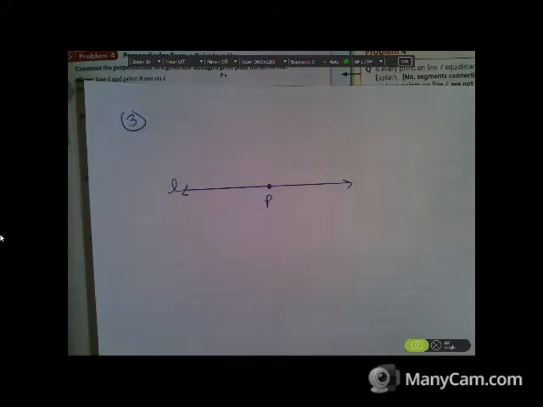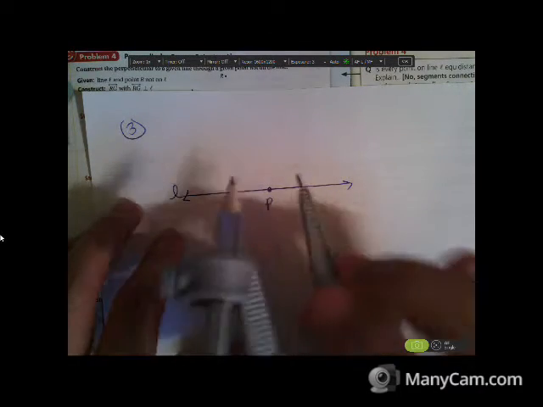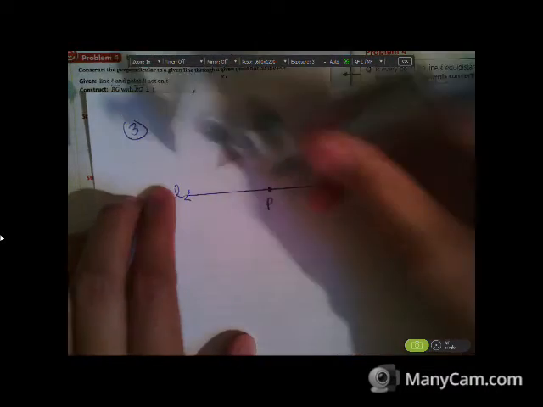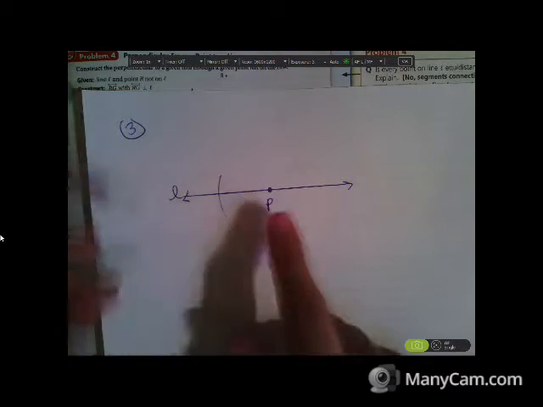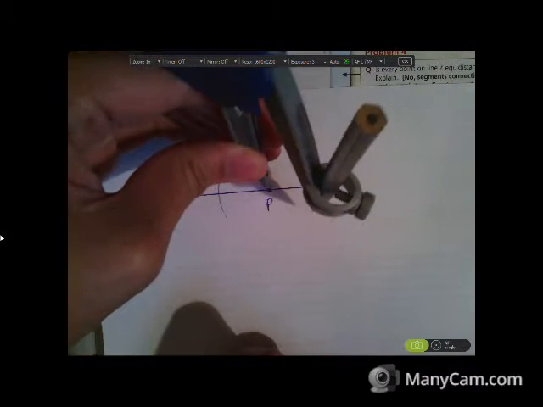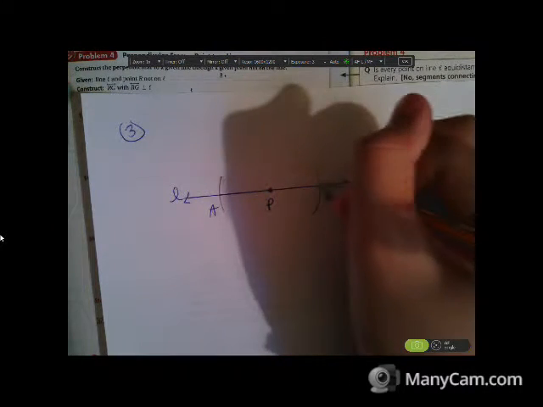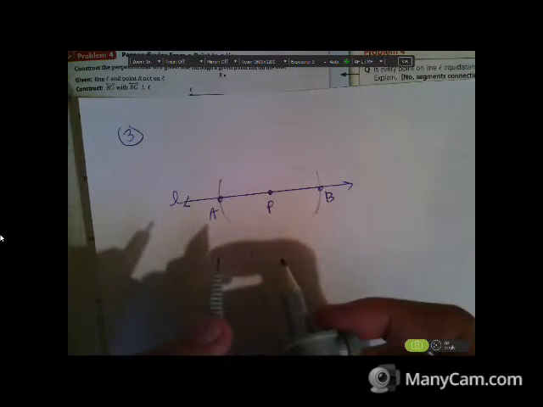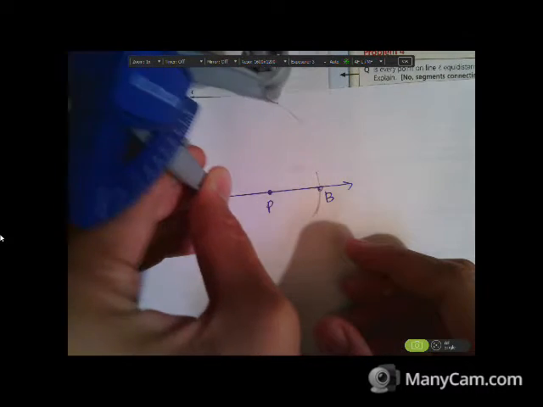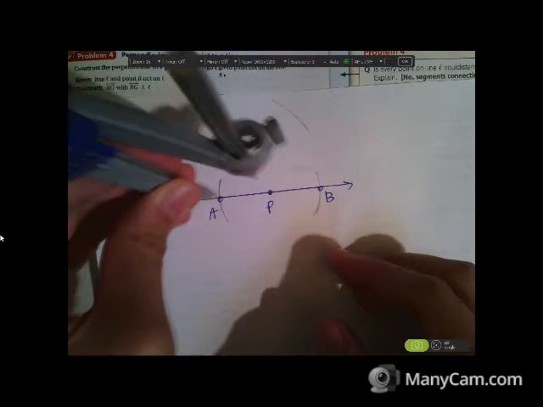P is just anywhere. So first I'm going to put my compass at any setting, and from P I'm going to draw an arc. Alright, with that same setting, I'm going to do it the other way from P. Like that. I'll label this point A and this point B. Alright, from those 2 points, now I'm going to set my compass at another length, whichever length I want. And I'm going to draw, oh no, I hope it doesn't go over. Oh, I need to draw a little smaller. It's going to hit my paper.